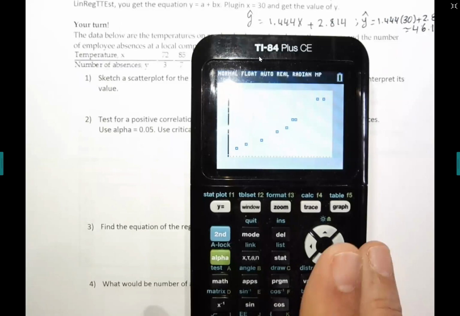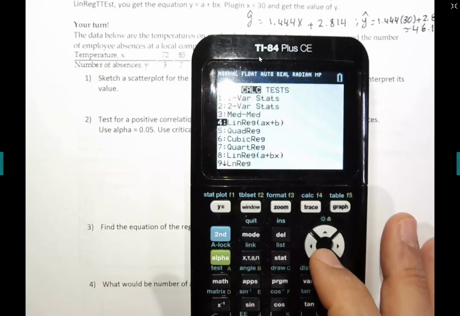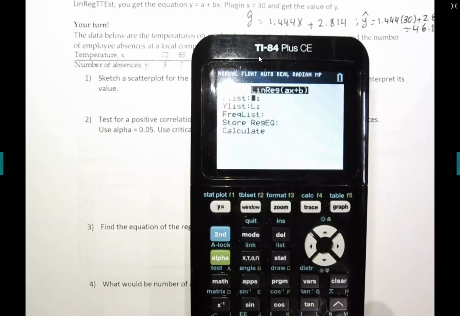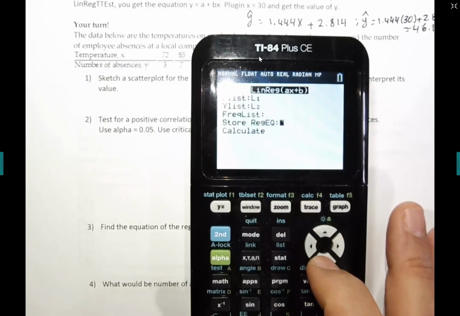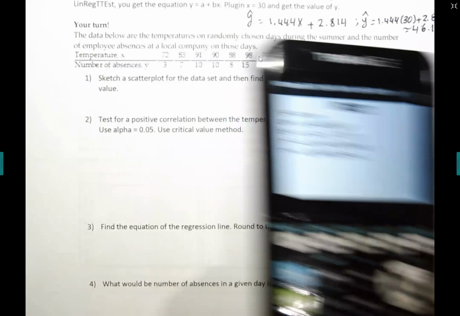So let's find R. You go to Stat, Calc, Linear Regression, AX plus B, L1, L2, calculate, and R is 0.98. Wow, it's huge. I'll write it down.